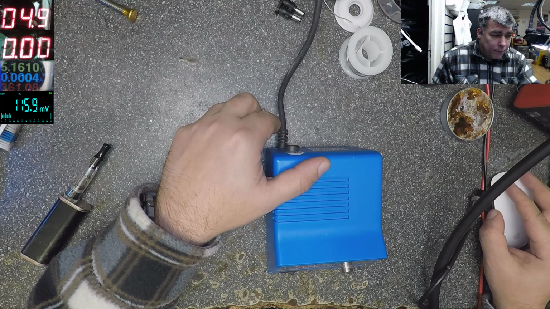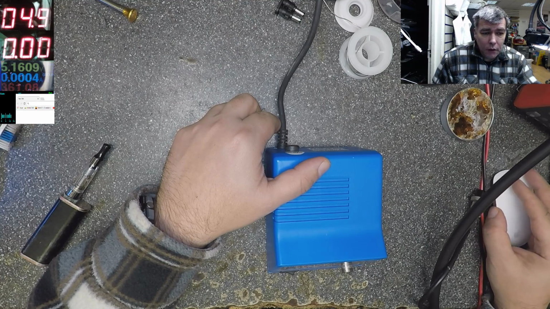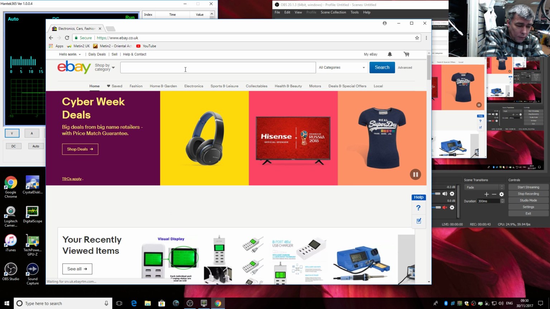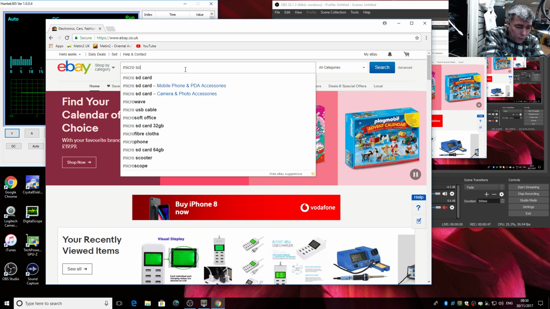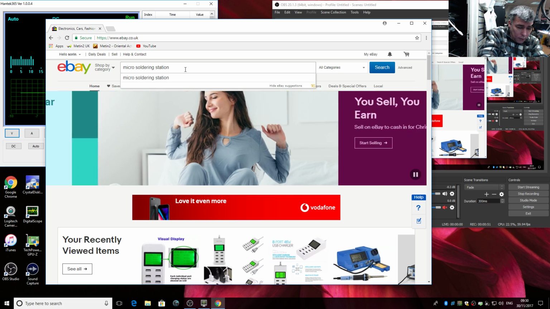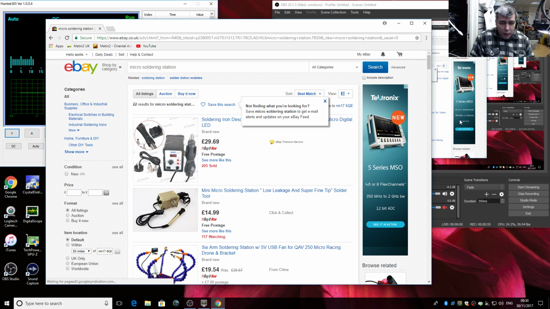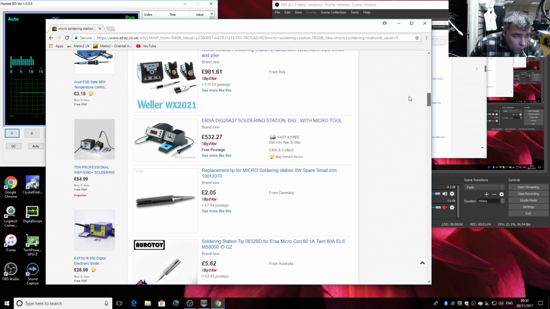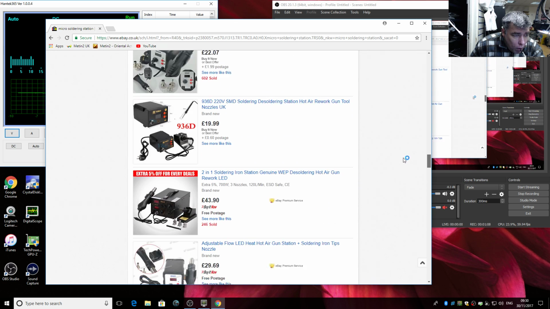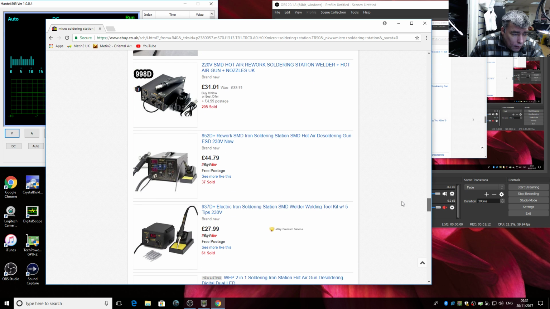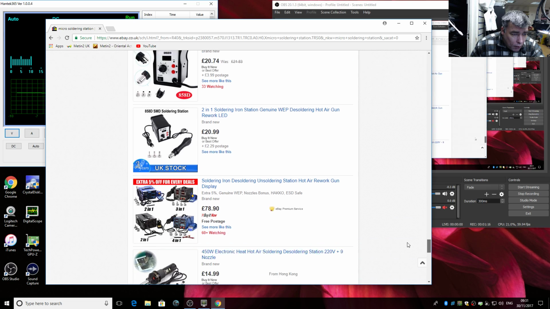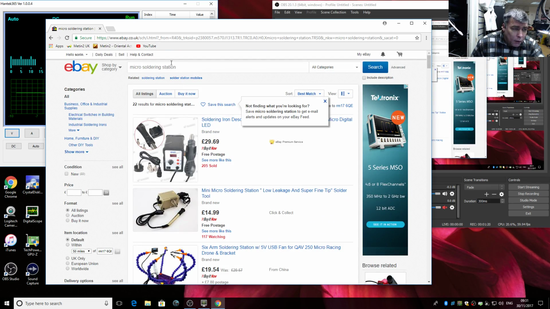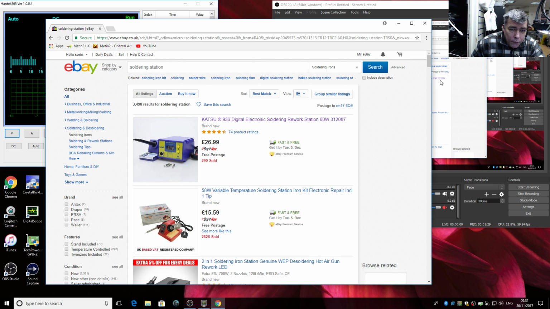Okay. Let's have a look first on eBay about this. Micro soldering station. Let's see what kind of money cost this thing. Is not even more for sale. Nothing. So it's not. Okay, what about soldering station? Soldering station. No, it's not that one.